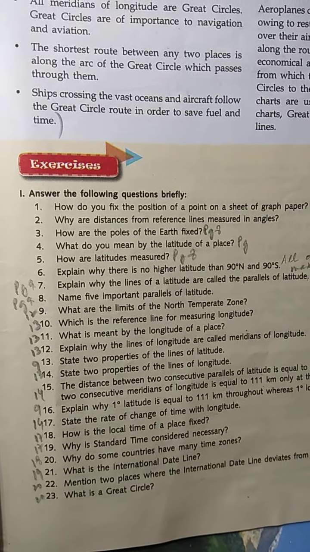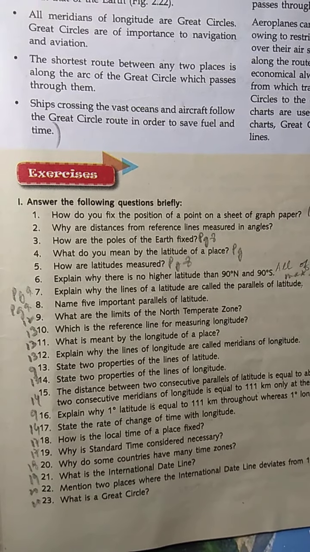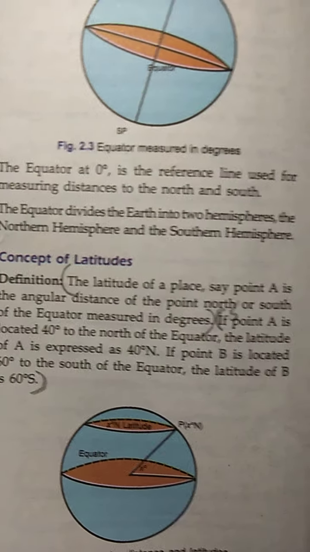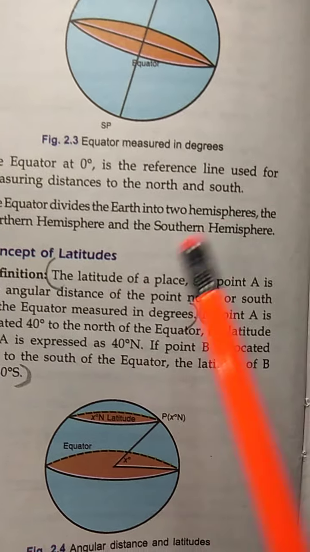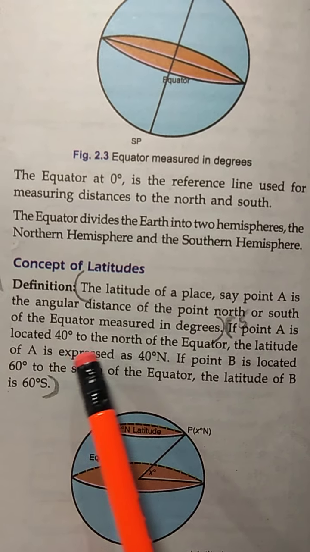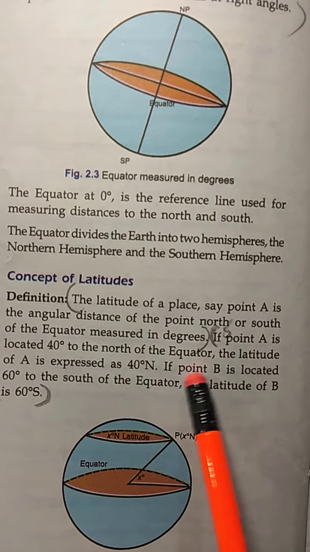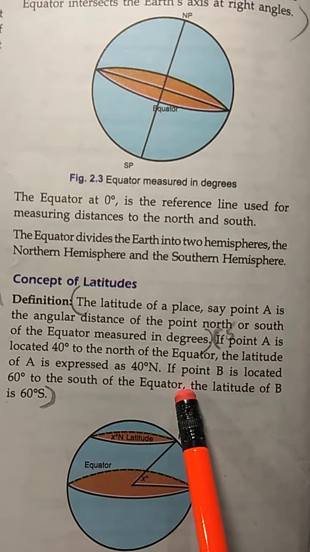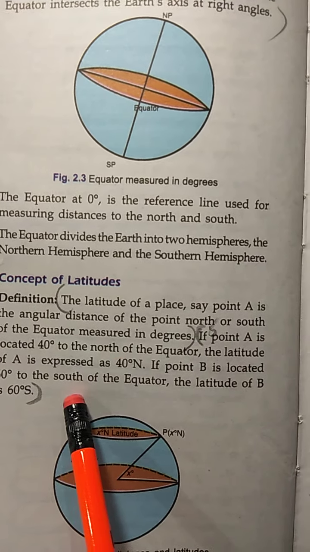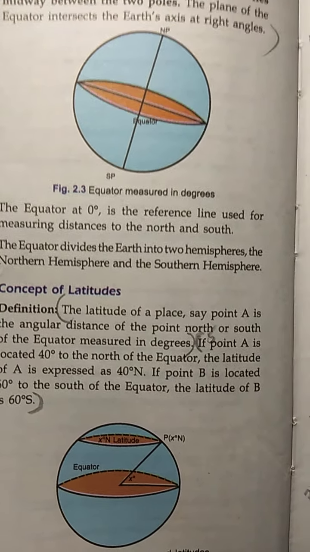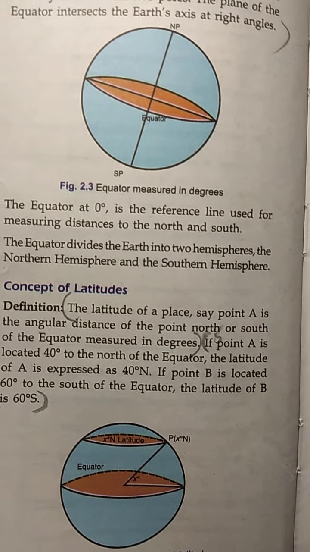The next question is question number 5. How are latitudes measured? That is page number 8, again under concepts of latitude. If point A is located 40 degrees to the north of the equator, the latitude of A is expressed as 40 degree north. If point B is located 60 degree to the south of the equator, the latitude of B is 60 degree south. In this way, every place is located on the surface of the Earth with reference to the latitudes.